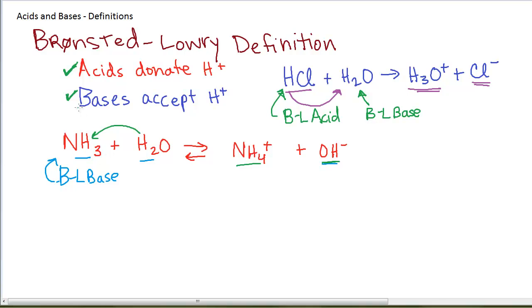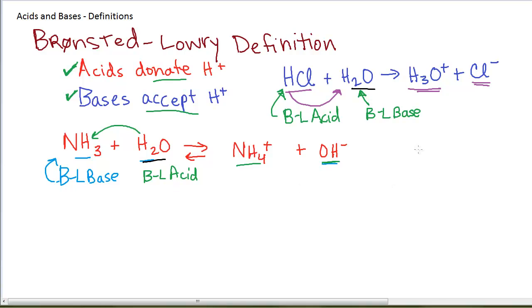So NH3 is accepting the H plus. In this case, water is donating the H plus, and so my water is my Bronsted-Lowry acid in this reaction. I have one acid and one base undergoing this reaction, and they're passing a proton from one to the other. In the top reaction, which we still have up here, I have the Bronsted-Lowry acid and base. In this case, water was acting like the base. In the second reaction, water is acting like the acid.